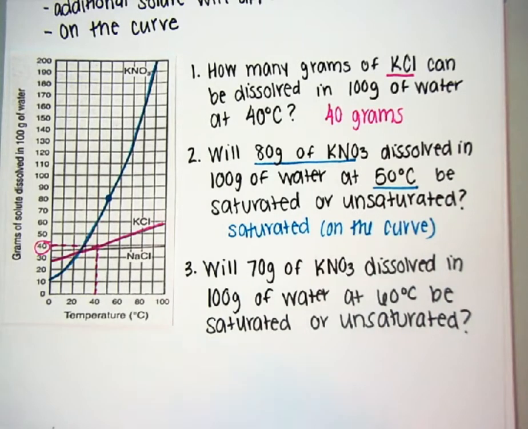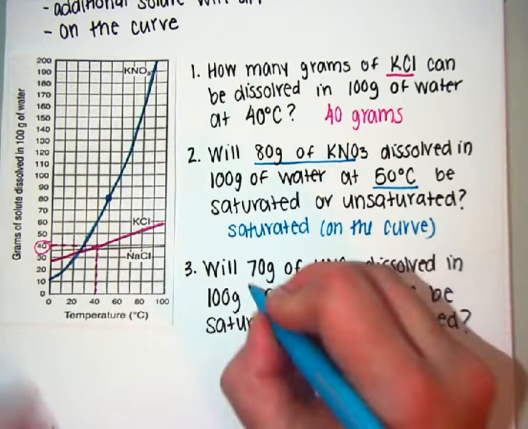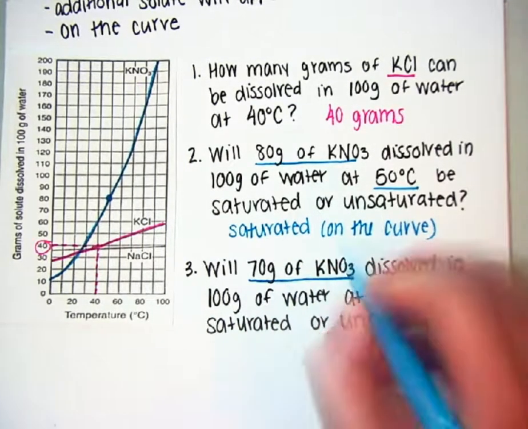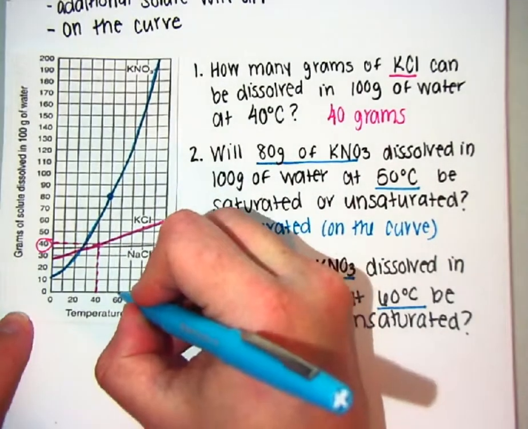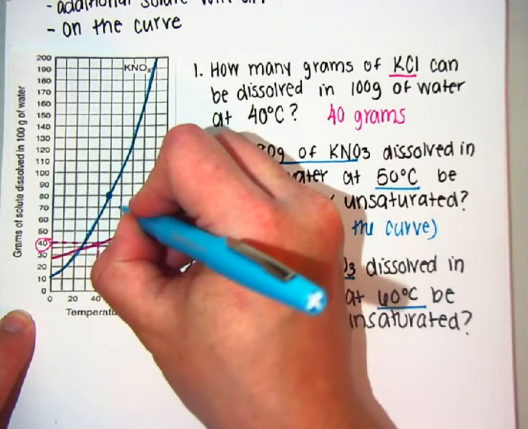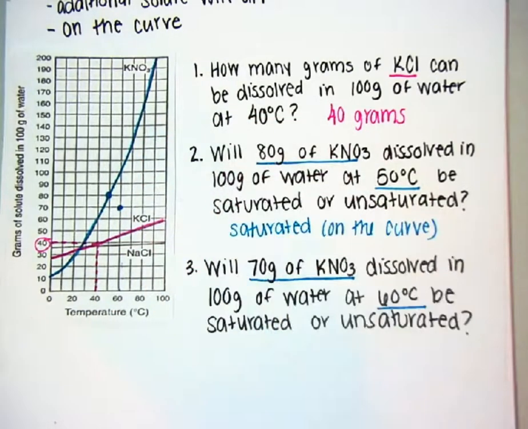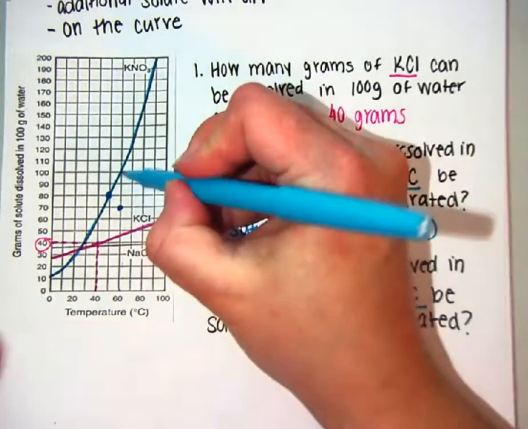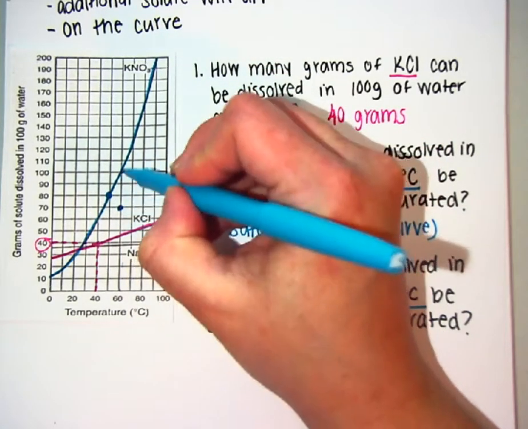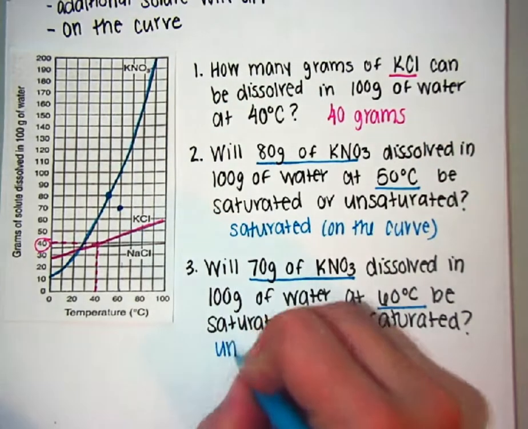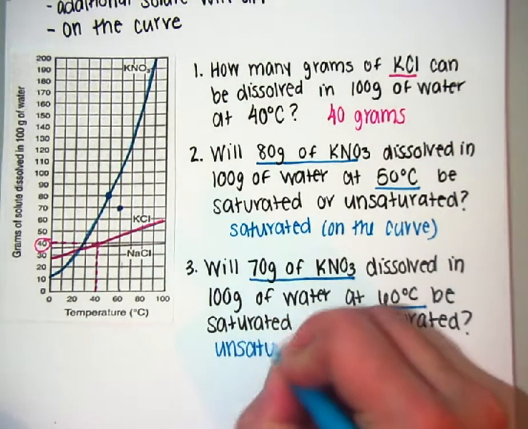So again, first step is we need to find this point on the graph. So I'm looking for 70 grams, 60 degrees Celsius. Next, make sure you're comparing it to the potassium nitrate curve. So I'm comparing it to this blue curve. My point is under the curve, so it's unsaturated.